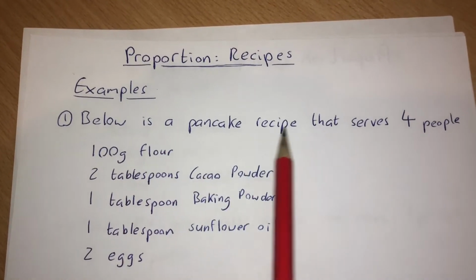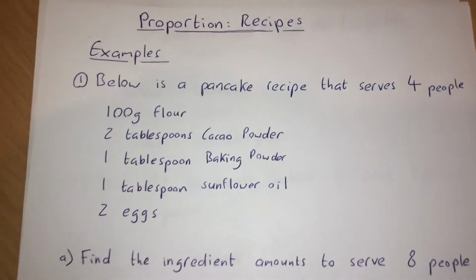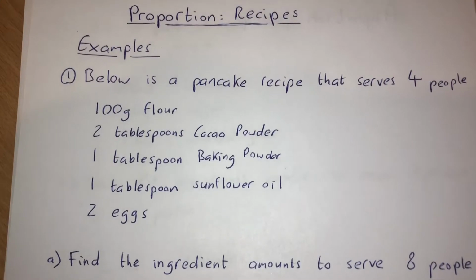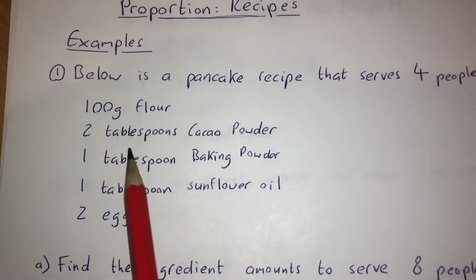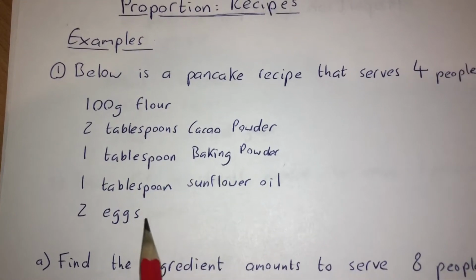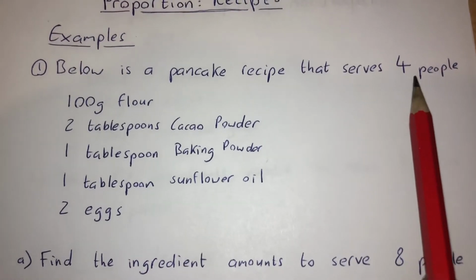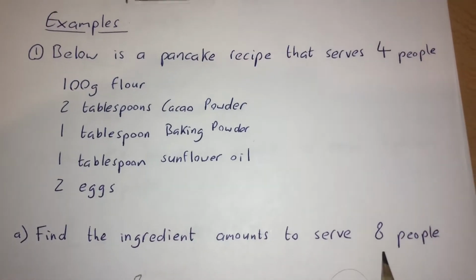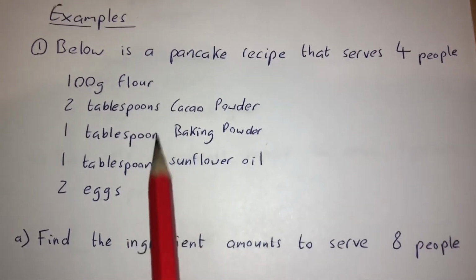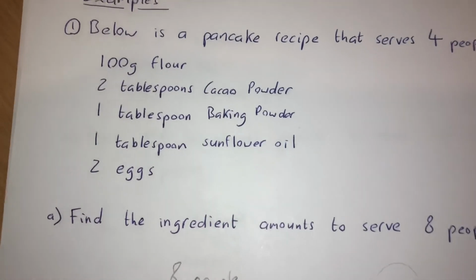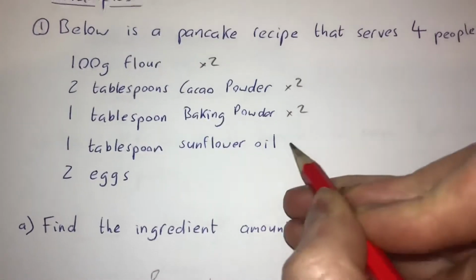Below is a pancake recipe that serves 4 people, and it gives us the different amounts of these ingredients, and it's asked us to find the ingredient amounts to serve 8 people. If these amounts, 100 grams of flour, 2 tablespoons cocoa powder, 1 tablespoon baking powder, 1 tablespoon sunflower oil and 2 eggs, serve 4 people and we want amounts that are going to serve 8 people, well, very simply, because we're dealing with double the amount of people, all we have to do is double the amounts for the ingredients. So in each case, we're just going to multiply each of these amounts by 2 to get our final answer.